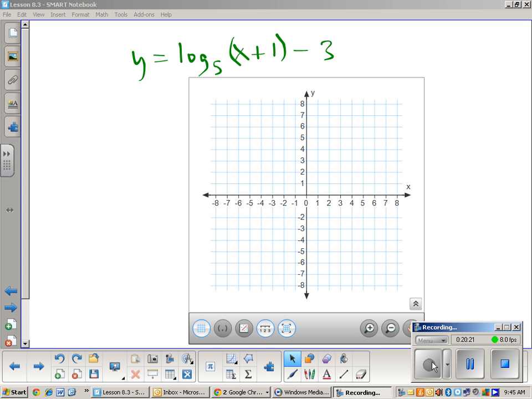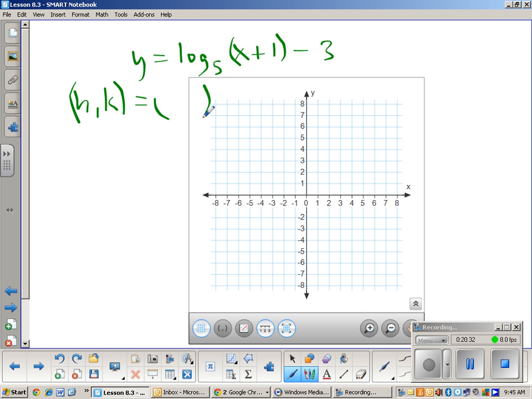I saw a couple mistakes in common, but almost none of them were the HK. So HK is, that's a +1, so that meant the H is a -1, and that's a -3, so K is -3. And so again, like all the other models we have, when it's inside the parentheses like that, we're using the opposite sign. And when it's outside like this, then we use what's there. So inside said +1, so we made it -1. Outside said -3, so we used -3.